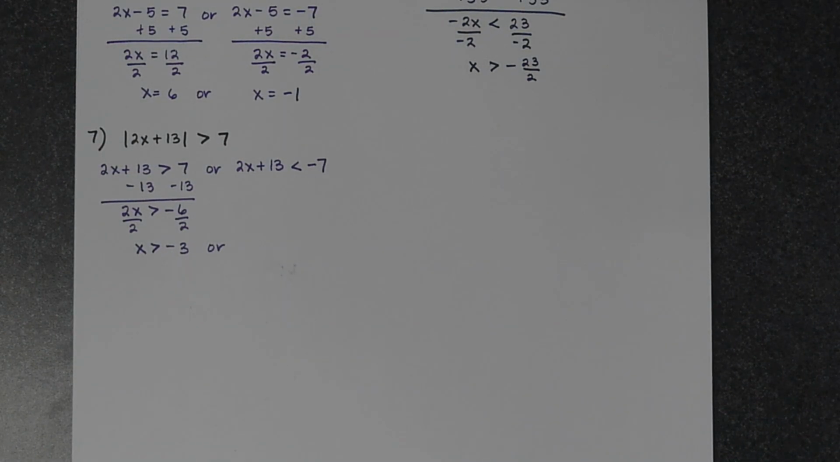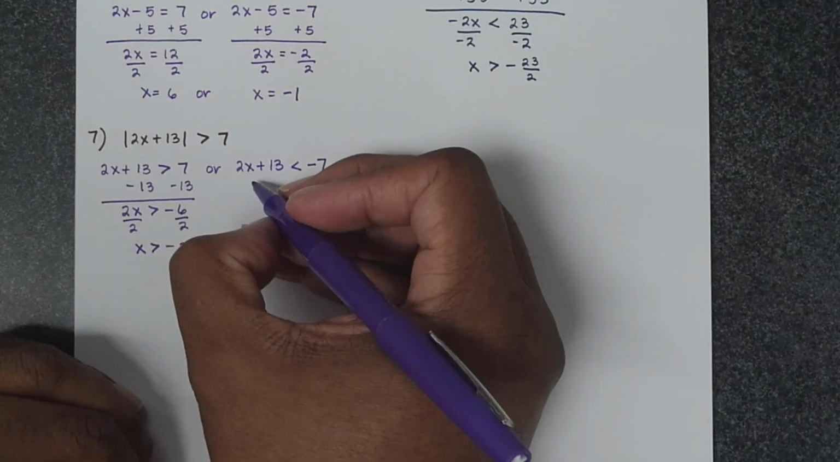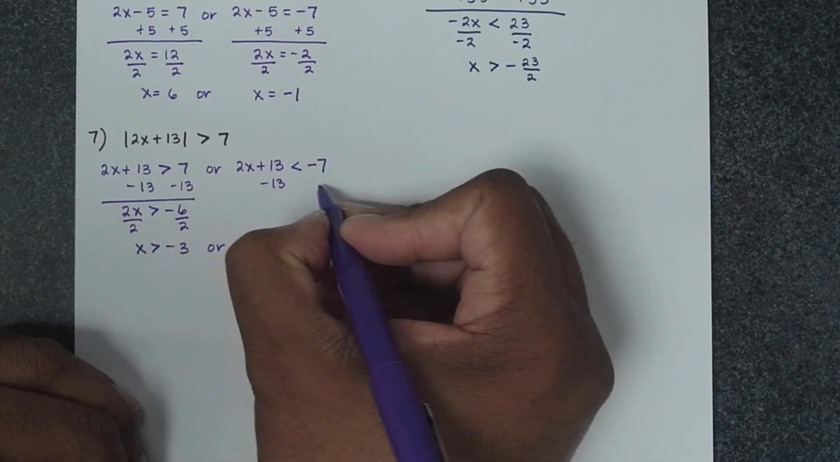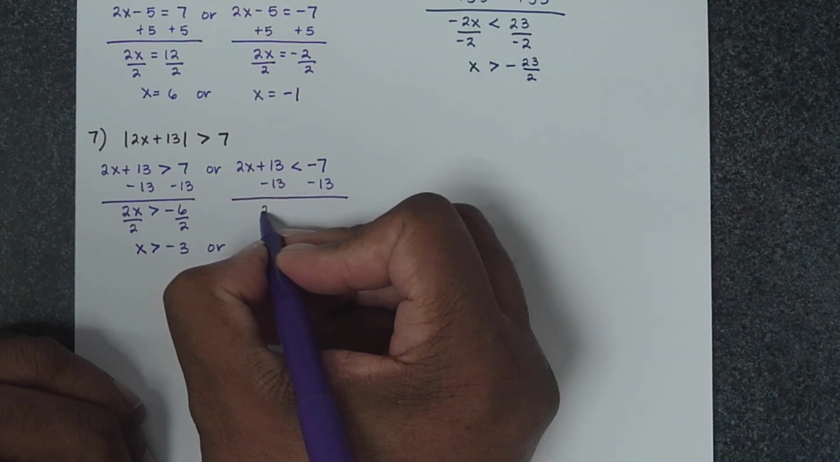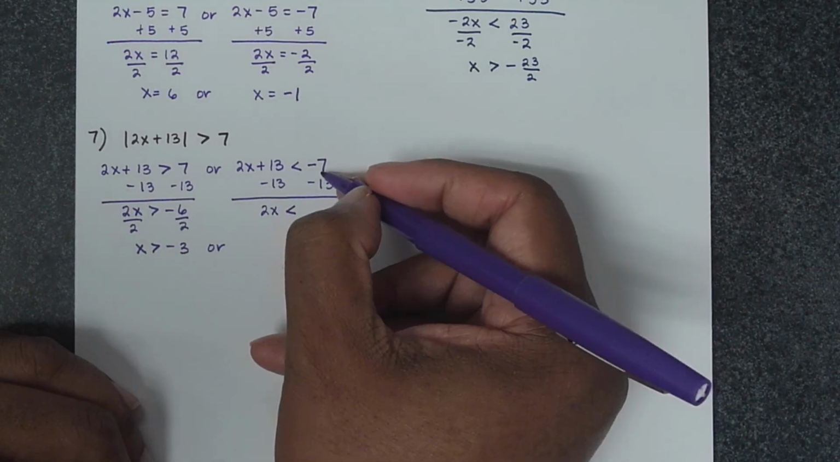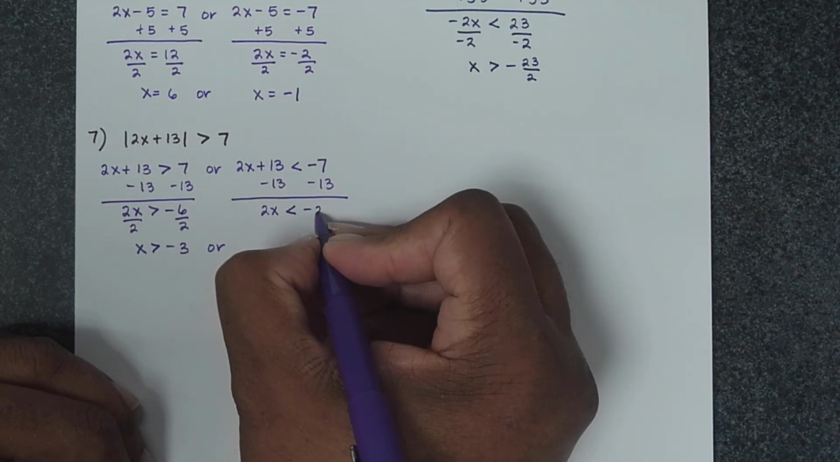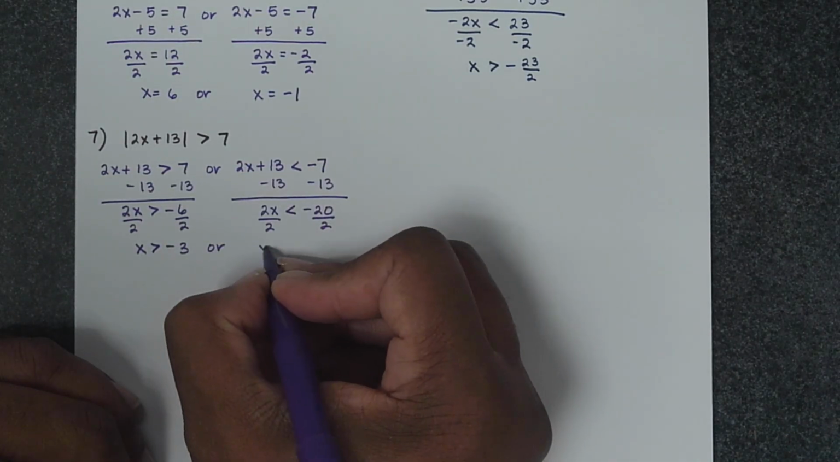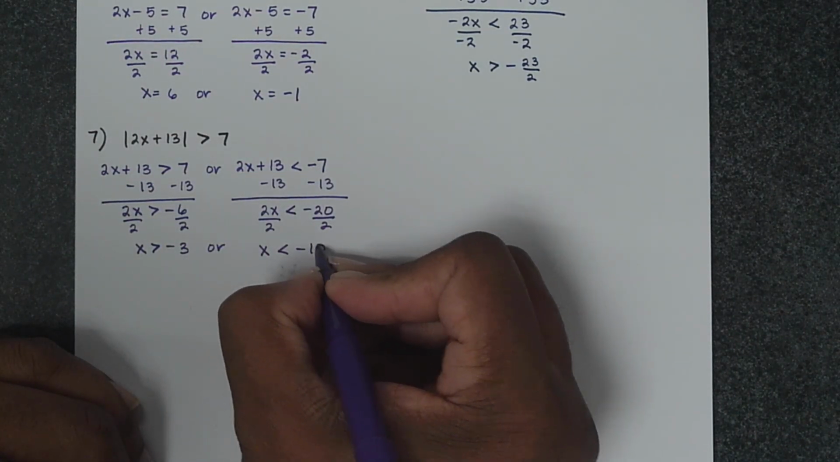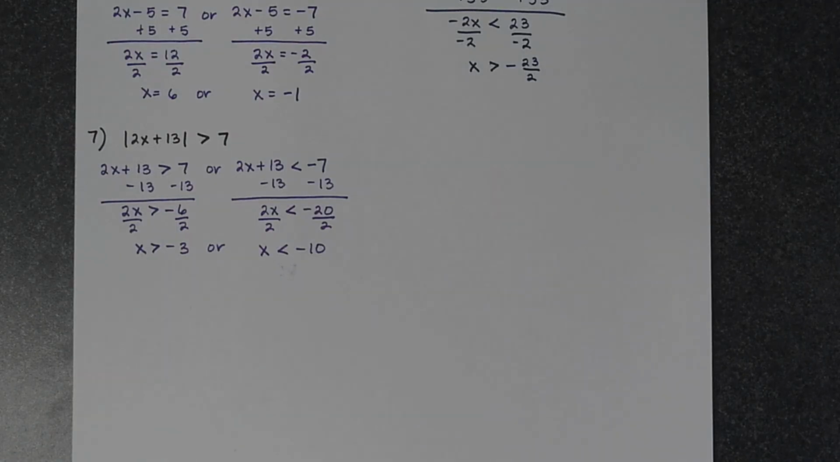And then for the 2x plus 13 is less than negative 7. To get the 2x by itself, you're going to subtract 13 on both sides. So 2x is less than negative 7 minus 13 is negative 20. Divide both sides by 2. x is less than negative 10. And I will leave that answer as is. So for this, it'll be x is greater than negative 3 or x is less than negative 10.